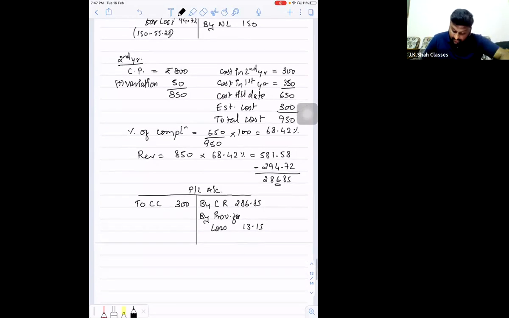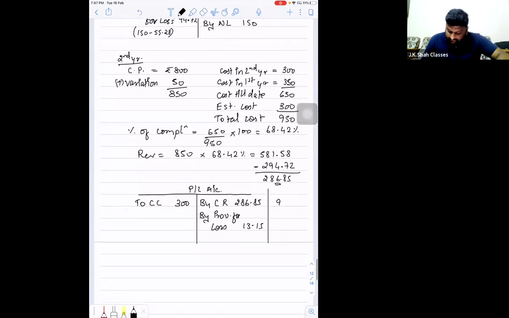So now if you see the provision account, 94.72 was the provision you had created, and now you are reversing 13.15. So what is the balance left in the provision now? 81.57. Now let us see in the last year, does this 81.57 get reversed or not? It will not get reversed. Only 31.57 will be getting reversed, because the 50 rupees loss has come down, so that will be adjusted in the third year.